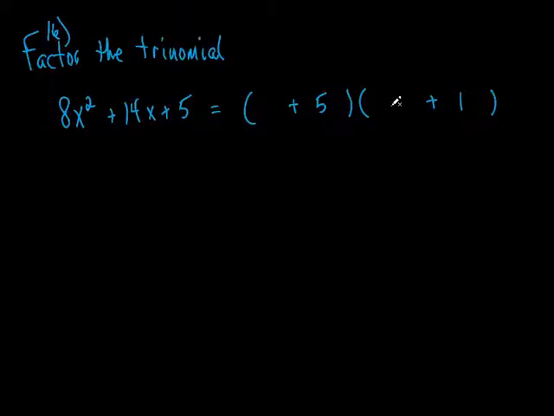I've got 8 times 1, or 8x squared. I've got 8x times 1x. I've got 4 times 2, 2 times 4, and 1 times 8. Are there any other options? No, there's not. So I don't really have a surefire method.